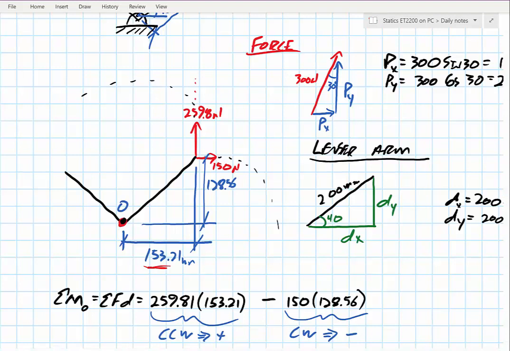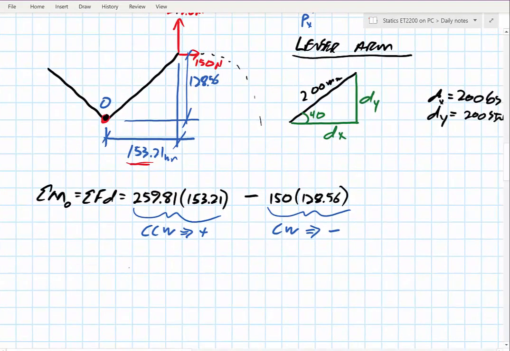Keeping my signs straight, I add those two together, and I end up with a total of 20,522 newton millimeters. And I ended up with a positive number. Because it's positive, I can designate what direction that overall moment is, and so the overall moment has to be counterclockwise. So that's it for 2D.